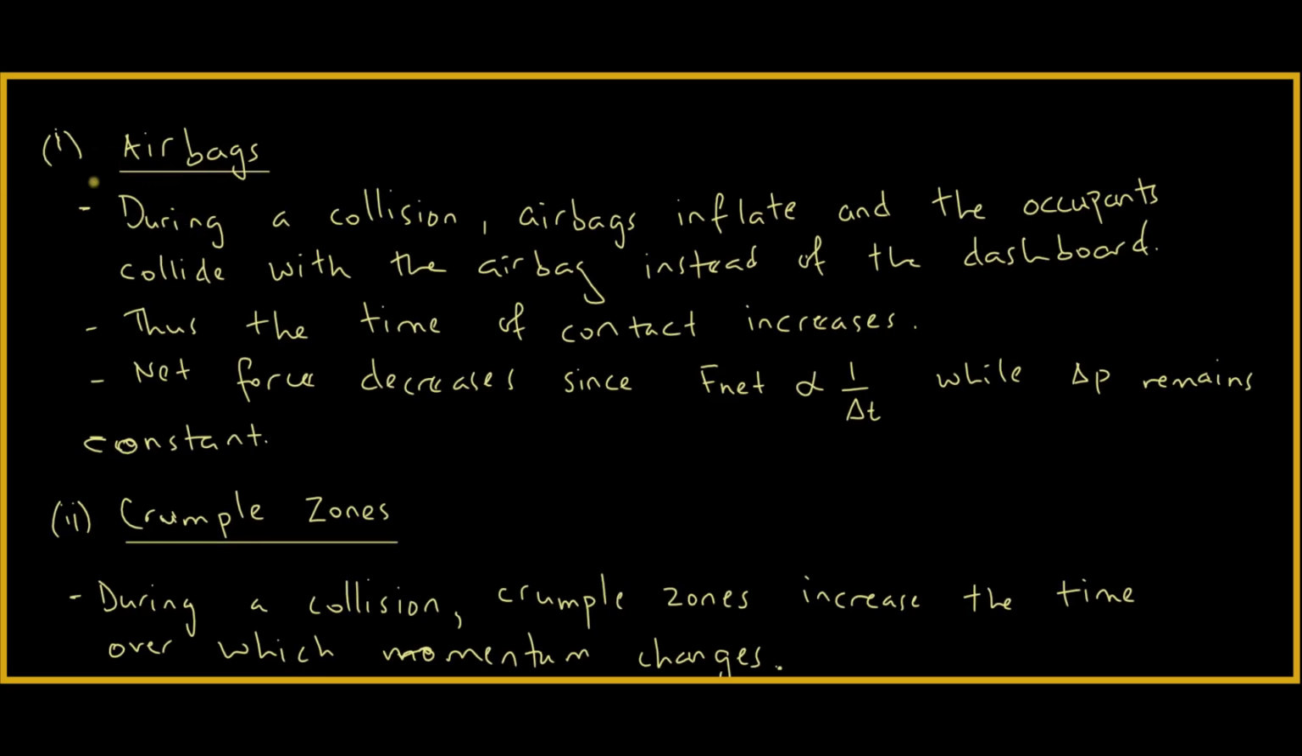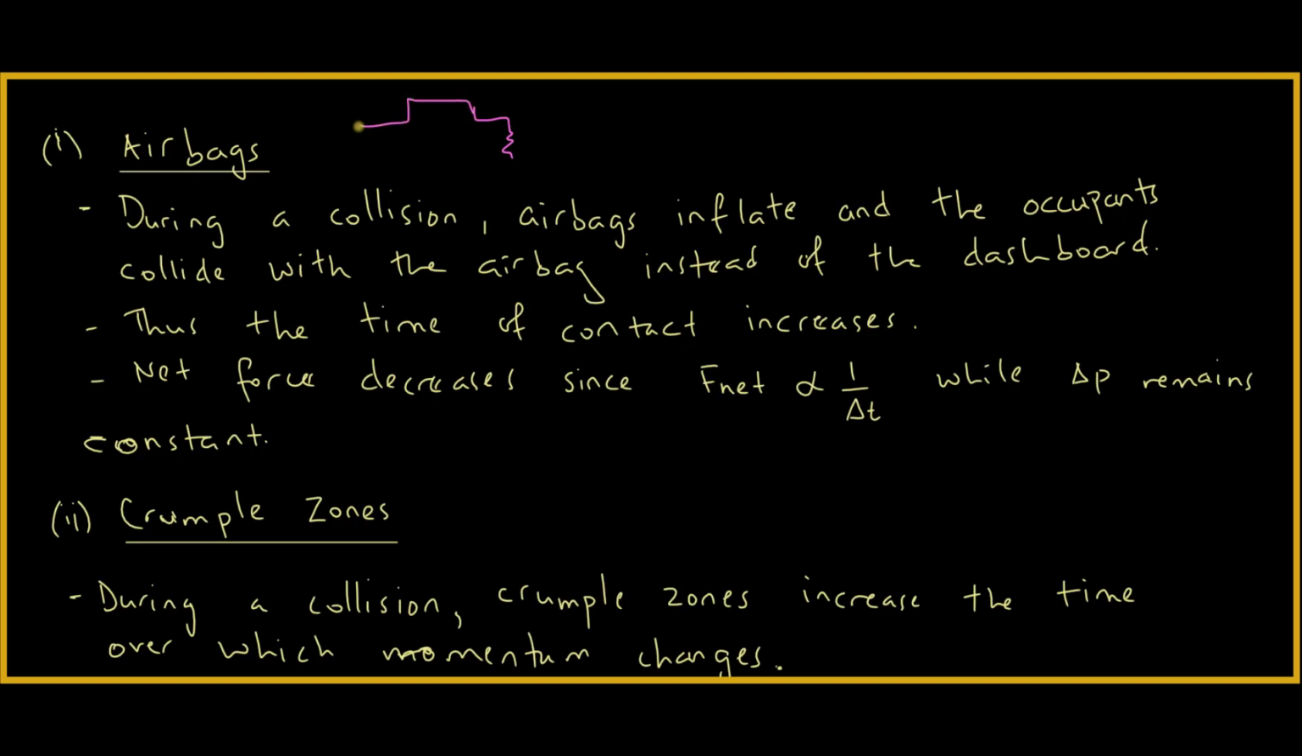The first application that we'll look at is the use of airbags in cars. During a collision, an airbag inflates and occupants collide with airbags instead of the dashboard. Thus, the time of contact will increase, and hence the net force decreases, since the net force is inversely proportional to time while the delta p remains constant.